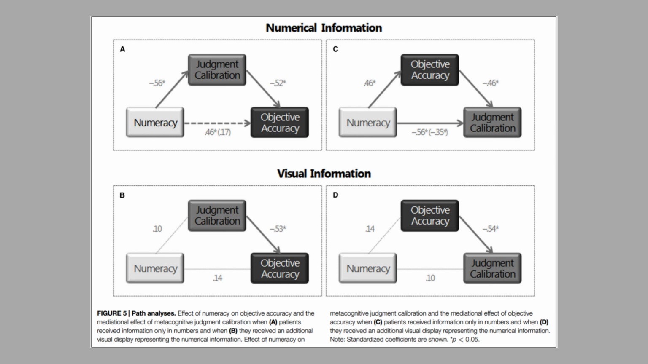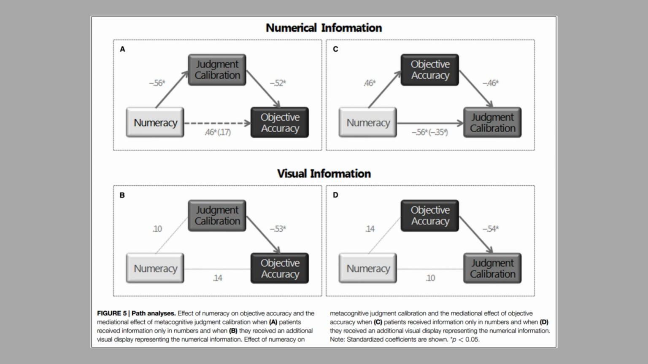As numeracy increases, you'd expect judgment calibration to decrease because judgment calibration is the difference between objective accuracy and estimated accuracy. And similarly, you can see that there is a negative correlation between judgment calibration and objective accuracy and a positive correlation between numeracy and objective accuracy when it is only the numerical information shown.